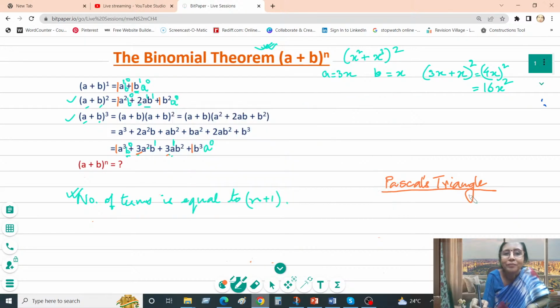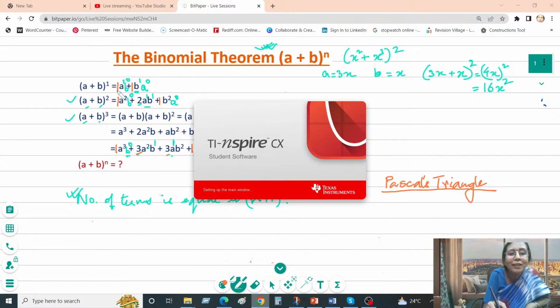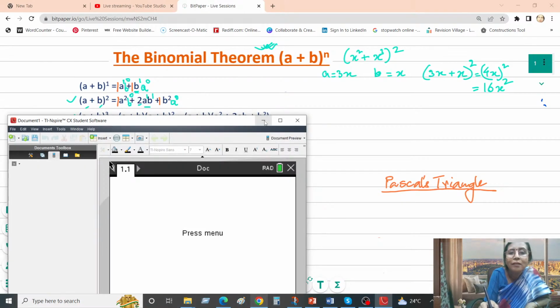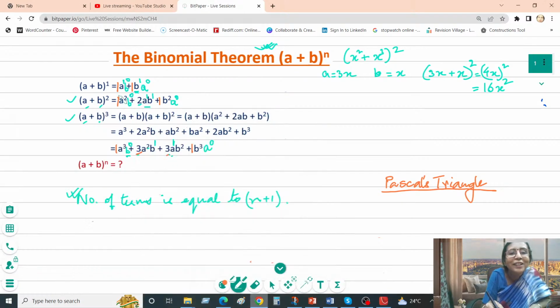Pascal's triangle. It will be giving us the coefficients that are present in the final expressions or the expansions of a plus b raised to the power of n. Okay, so we see that, now it's clear. We see in the first row, it is 1 and 1.